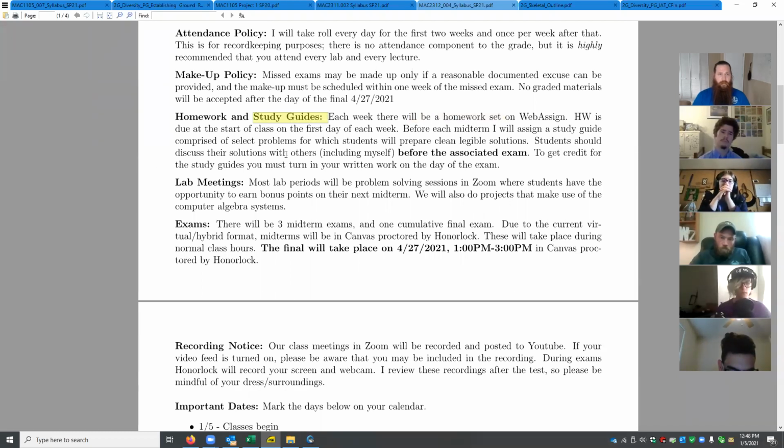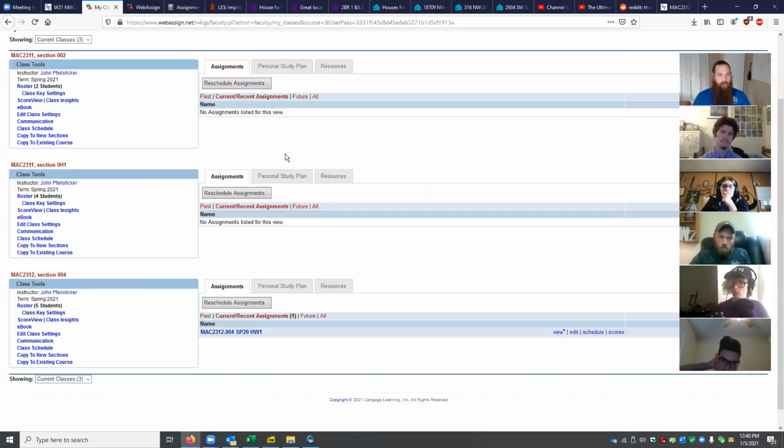Study guides are different. Before each exam, I'm going to publish a special homework set in WebAssign. The study guides, you need to answer the questions in WebAssign, but that's not where the study guide score comes from. Study guide score comes from you writing out nice, neat, careful solutions to those study guide problems, scanning them. I recommend the app CamScanner for Android. I like it a lot. I've been told that the iPhone users can use the Notes app to do this. And then uploading those solutions to Canvas.